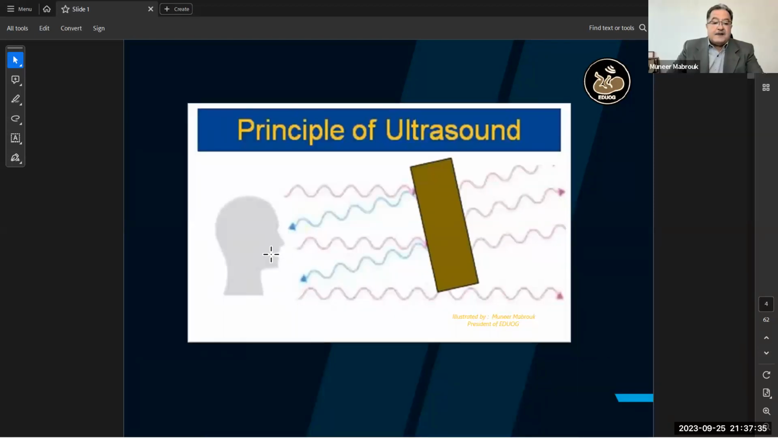Now the voice, or the sound that comes out from your mouth when you speak, when it hits a strong reflector here, it will be reflected back to your ears in the form of an echo, right? Yes. So you are sending sound and receiving the echo.